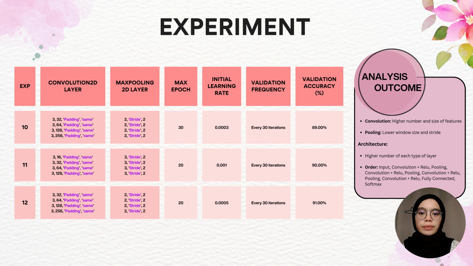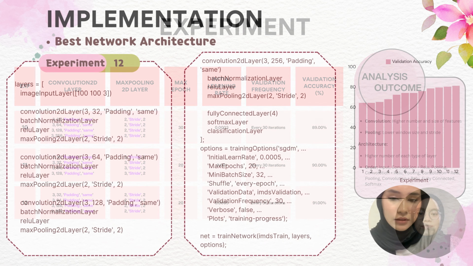The last is experiment 12 with 4 convolution layers with 32, 64, 128 and 256 filters with 2 times 2 max pooling layers with 20 epochs with a learning rate of 0.0005, and we check validation accuracy every 30 iterations, and we achieve the highest validation accuracy of 91%.